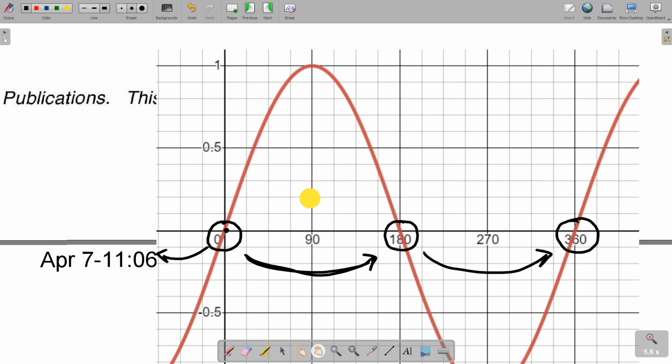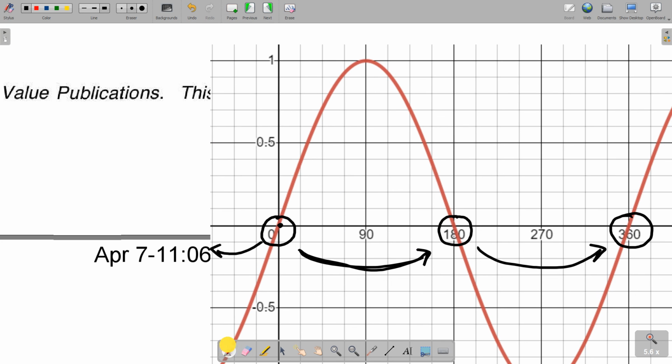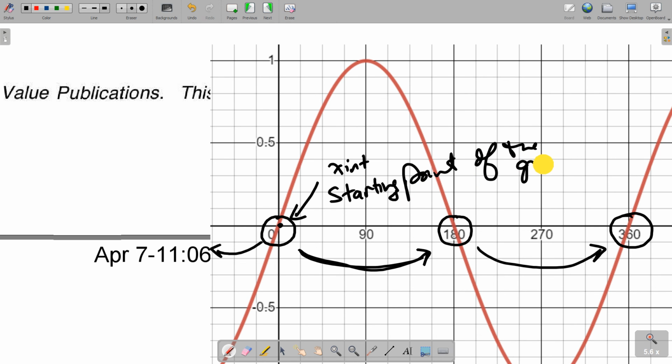I'd also like to take a point to note here about the starting point. Right here, this x-intercept happens to be what we call the starting point of the graph. Normally, we start at 0, and it happens to just go up. The natural pattern for a sine wave is to start at 0, 0, and go up to the right. That's important when we start doing transformations.